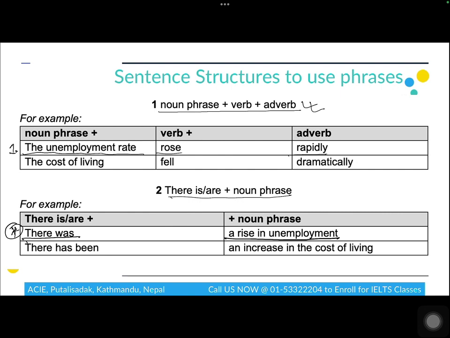So you don't need to repeat the same structure over and over, but you can choose to play between these structures. Again, for example number 2, the cost of living fell dramatically. So there has been an increase in the cost of living, or there has been a fall in the cost of living, right? So you can play between sentence structures to show GRA in your writing.